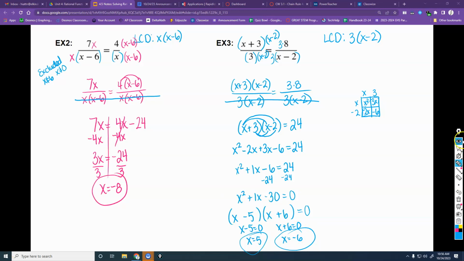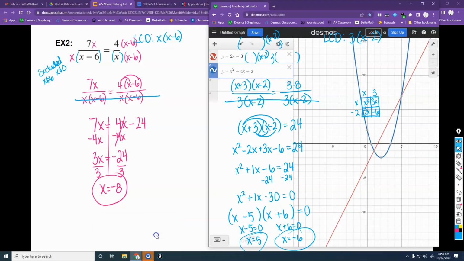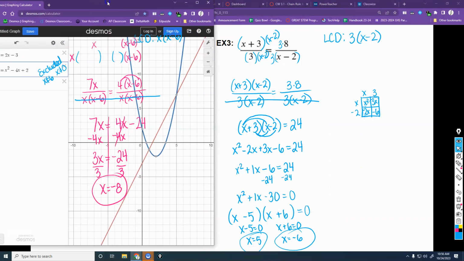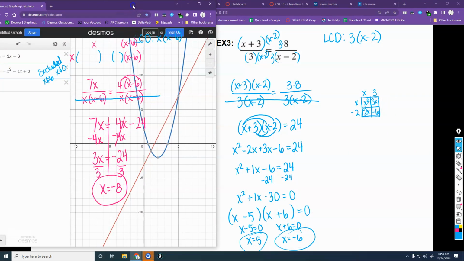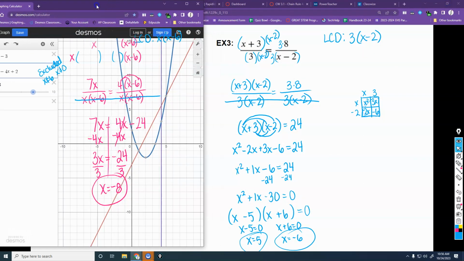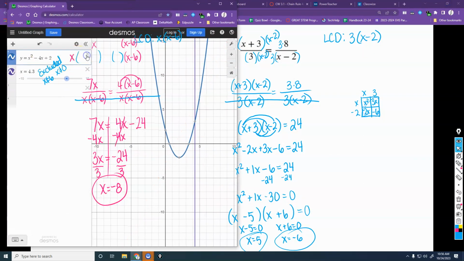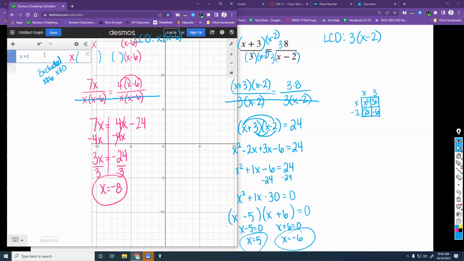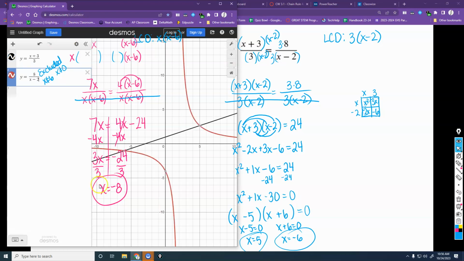Okay, Desmos, I always want us to check it on Desmos. You can just do it on Desmos if you must, but you won't make 100 on the test if you do that. But you could. So you got y equals x plus 3 over 3, and the other side is y equals 8 over x minus 2. And you look for where they cross. So you got a 5 right there. Right here you got your negative 6. I realize it's hard to see with all my other stuff, but I don't want to make this go away.